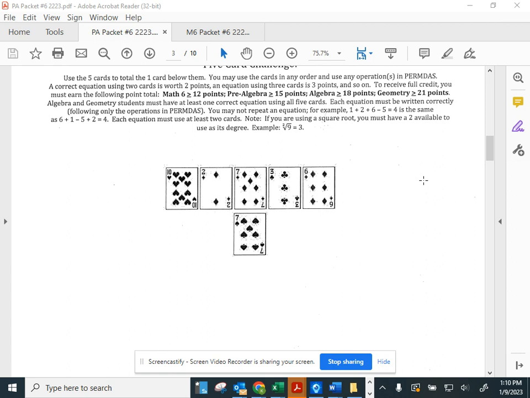We know how to do our 5-card challenges. There is a 2. So, if you want to square a number, we have the 2 in there, so we can use squares, and we can use square roots because we have that 2. Something to keep in mind.